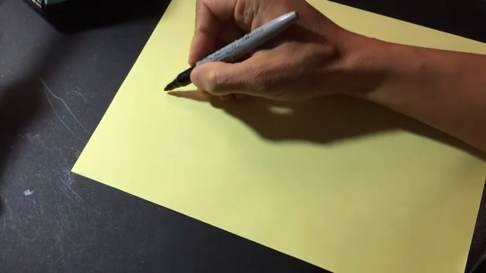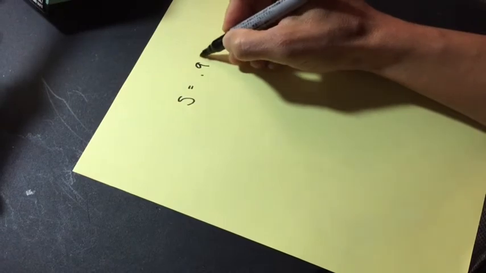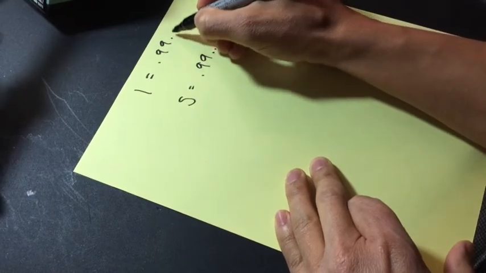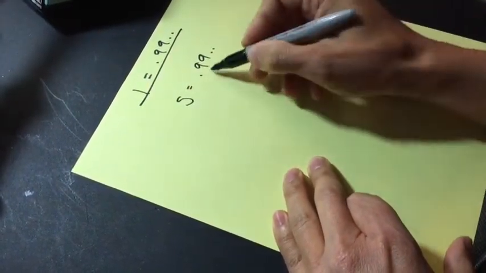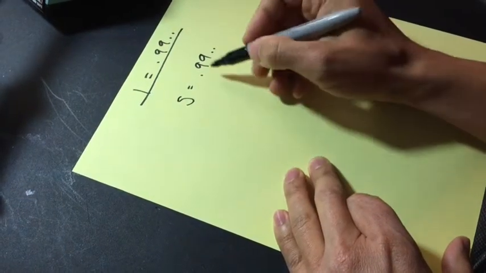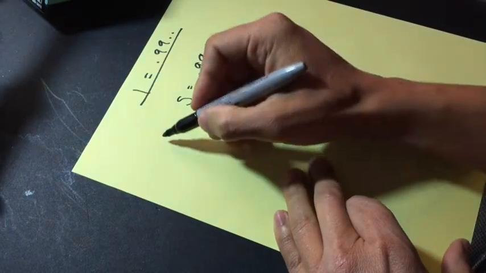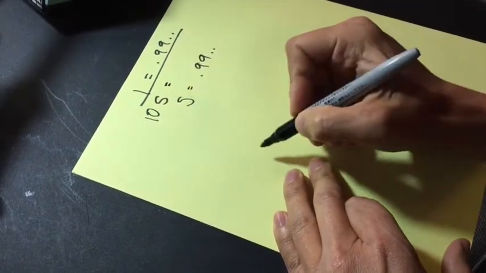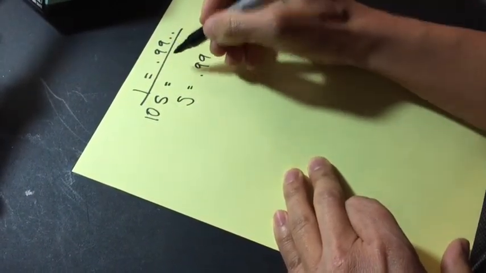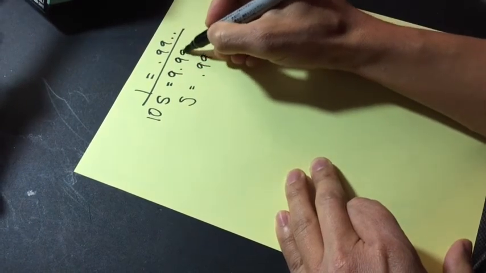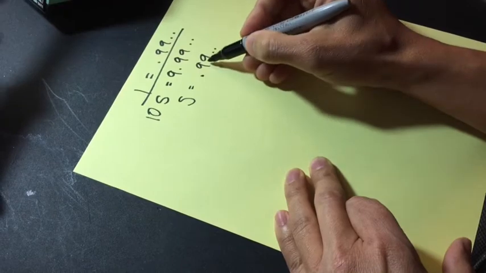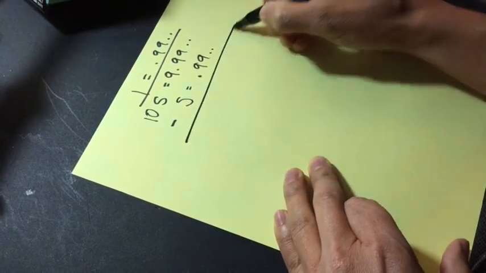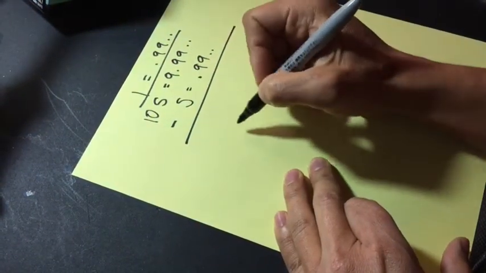So we'll start off with a statement that says s is equal to 0.99 goes on forever. And we're trying to prove that 1 is equal to 0.99 goes on forever. So that's what we're trying to prove. So we'll begin with this statement. Now we're going to grab this statement and multiply it through by 10. So 10 times s is 10s equal to 10 times 0.99, so we get 9.99 goes on forever. And all we did was just move the decimal point over one space.